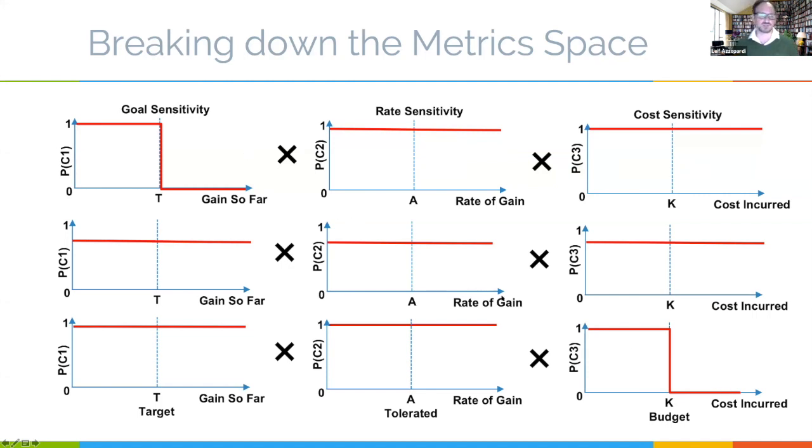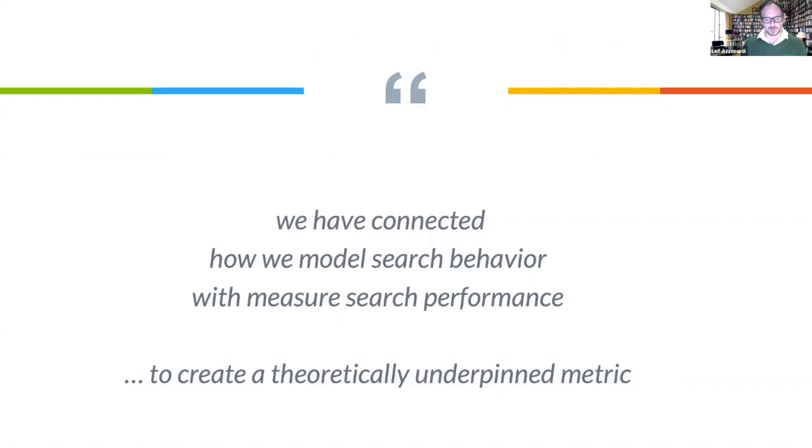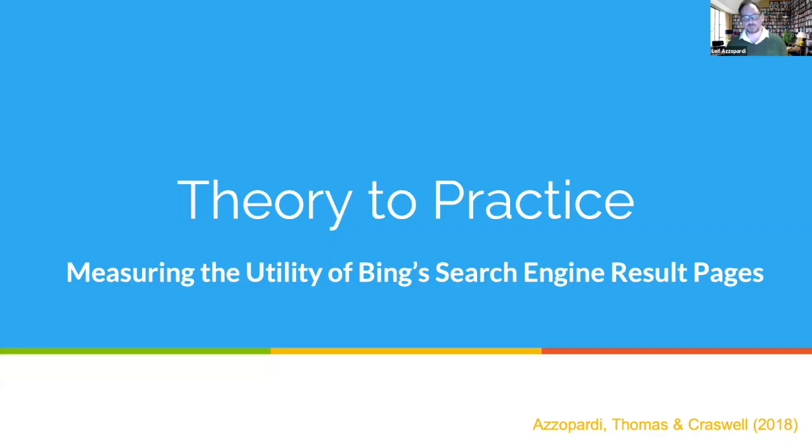And so we can actually plot these out for most of the most common metrics to see the spectrum, like I said. So what we've got here is we've connected the models of search behavior with measuring performance to create a theoretically underpinned metric using information foraging theory. But I guess now the question is, how well does this perform in practice?